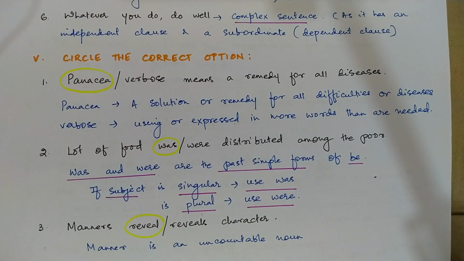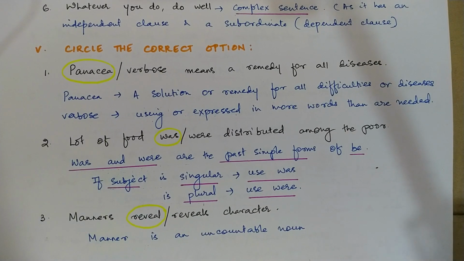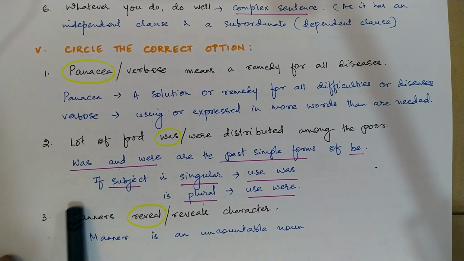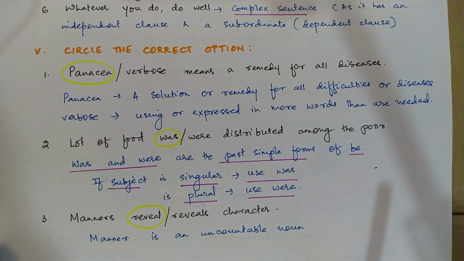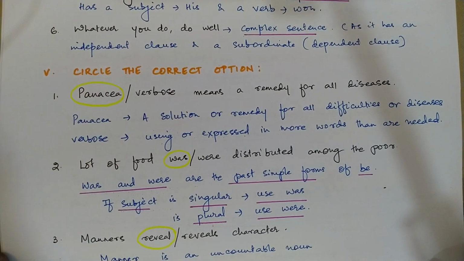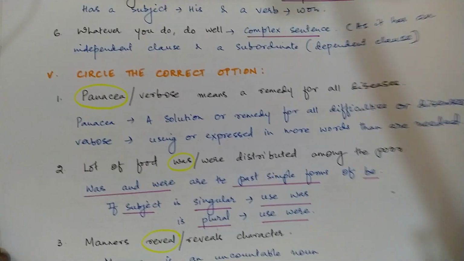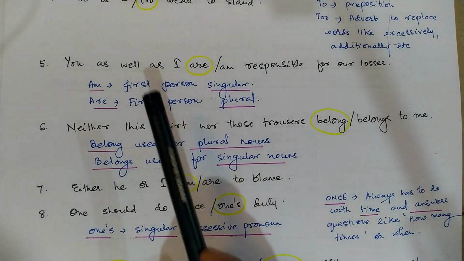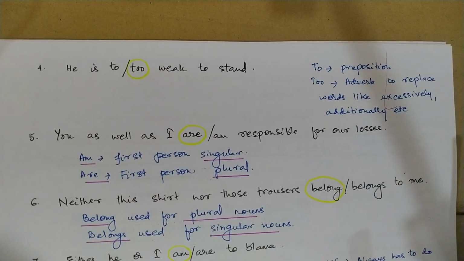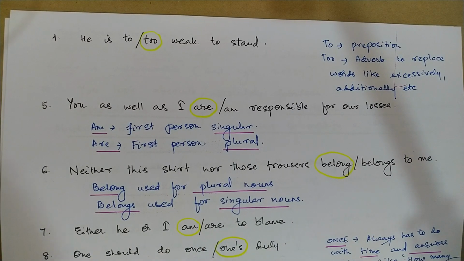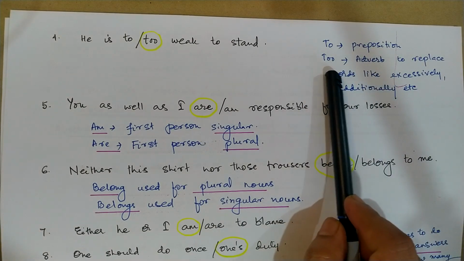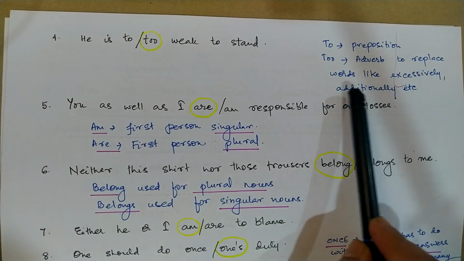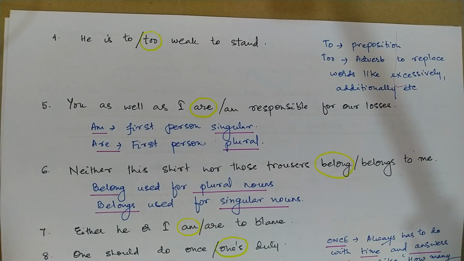Number 3. Manners reveal or reveals character. Now, we have to see what kind of a noun is manner. Manner is an uncountable noun. Therefore, we use reveal instead of reveals. Next. He is too weak to stand. Now, where do we use the preposition to, and where do we use too? Now to is a preposition and too is an adverb to replace words like excessively, additionally, etc.